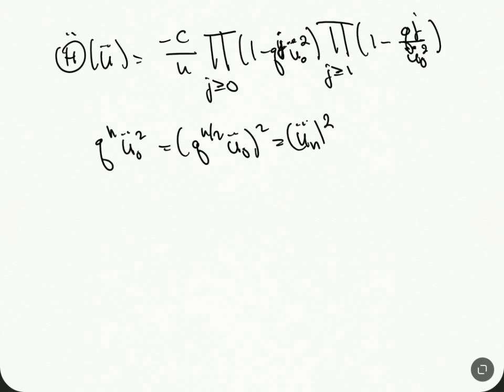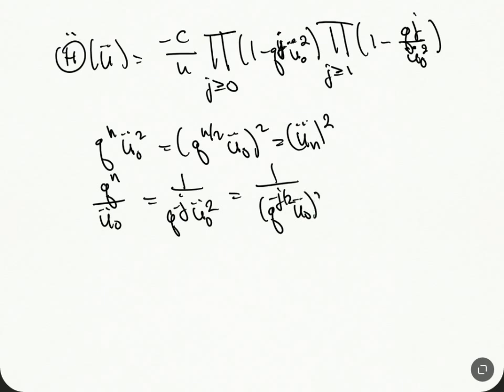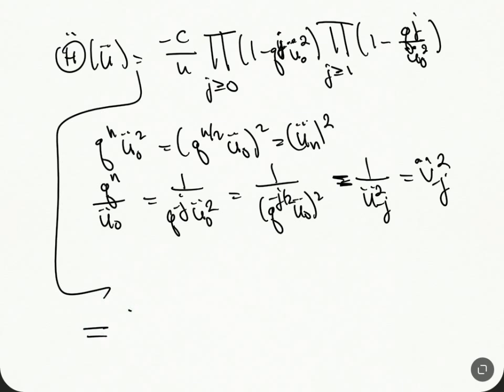Okay, so that's cool. Also, we should notice that q to the n over u dot dot 0, so this is equal to 1 over q to the minus j u dot dot 0 squared. This is 1 over, then we just bring it inside, j over 2 squared. So this is 1 over u to the minus j dot dot, which is equal to v dot dot to the minus j, like so. Great. Squares everywhere.